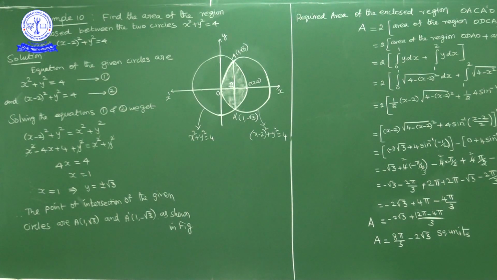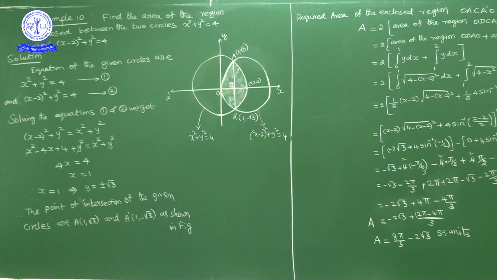Now if we substitute x is equal to 1 in equation 1, what we have? 1 square plus y square is equal to 4. So y square is equal to 3, so y is equal to plus or minus root 3. Now if you observe, these two curves intersect in the first quadrant and fourth quadrant. In the first quadrant both x ordinate and y ordinate are positive. So one point of intersection is 1 comma root 3. Another point of intersection, A dash, is 1 comma minus root 3.